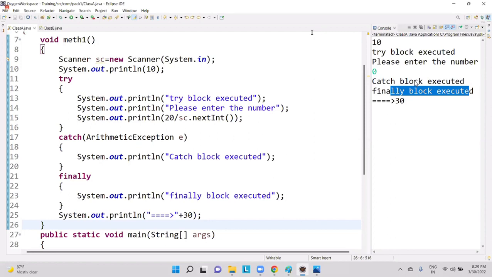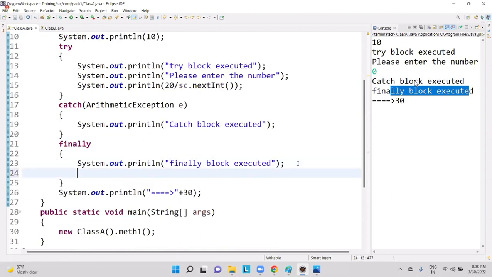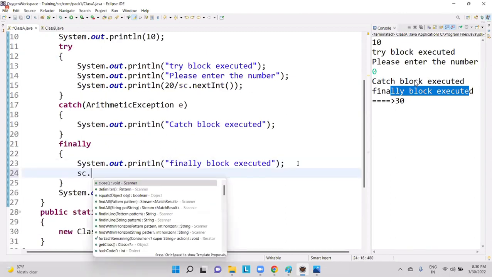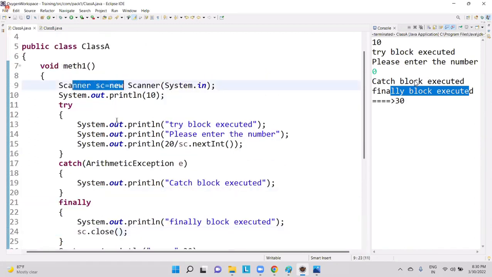So, guys, I got a question from Srinivas. Srinivas is saying, sir, scanner is also there, right? Guys, scanner is also a resource. Can we close that inside the finally block? Sc dot close. Yes, we can close that. So the resource will be getting closed whether there is an exception or not. I already told you, it is always good programming practice to close the connections.